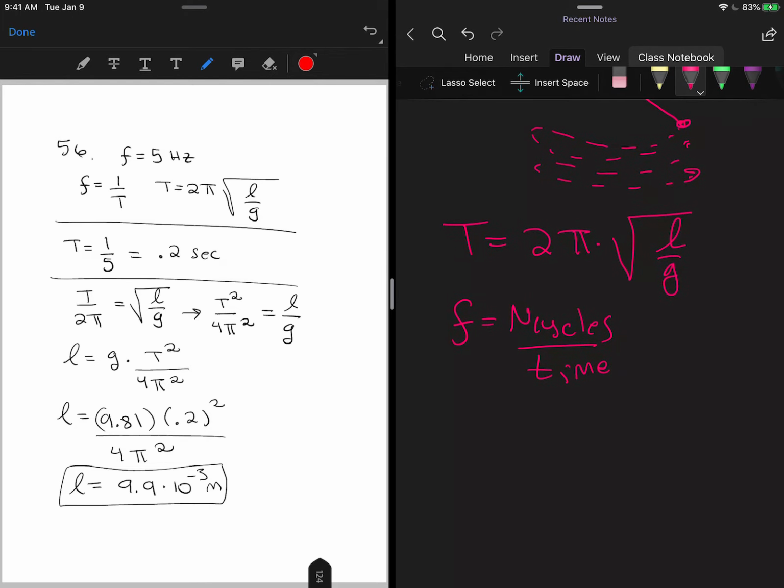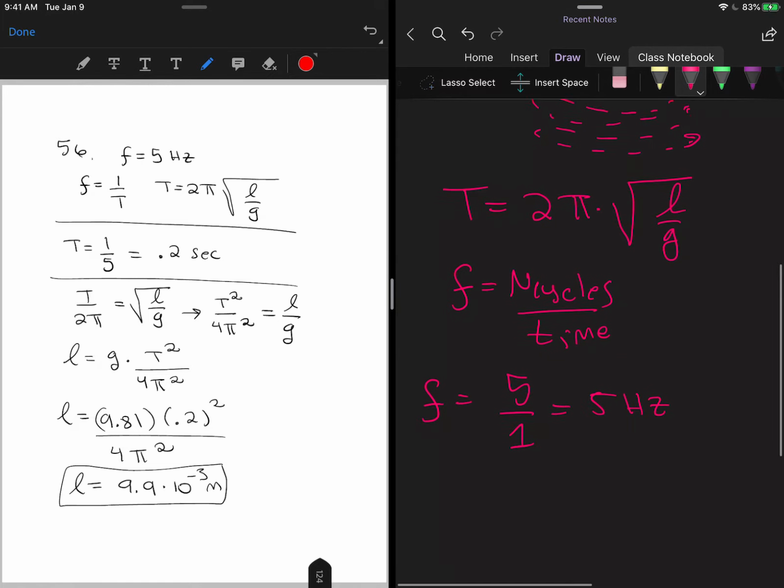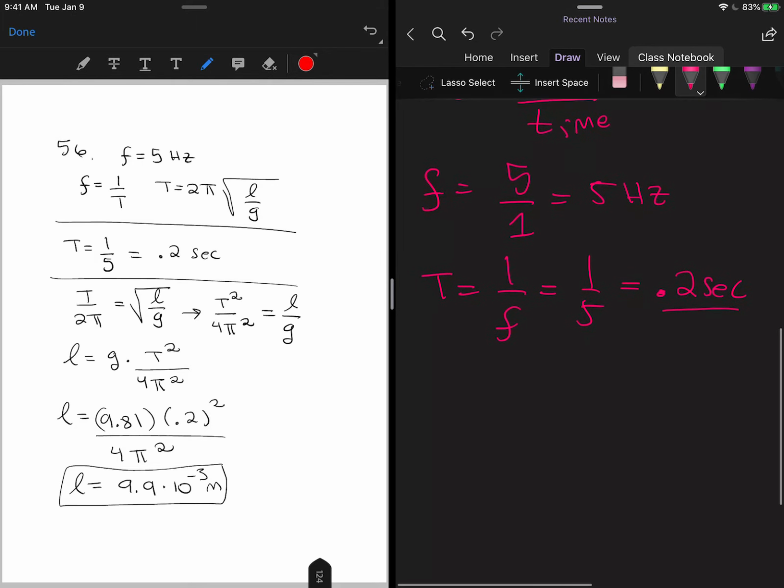So here, for this one, let's get the frequency first. So the frequency is going to be, it vibrates 5 times in 1 second, so the frequency is going to be 5 hertz. And the period is defined as 1 over the frequency. So this is going to be 1 over 5. So the period is going to be 0.2 seconds. Next, we're going to use that to find the length of the pendulum.